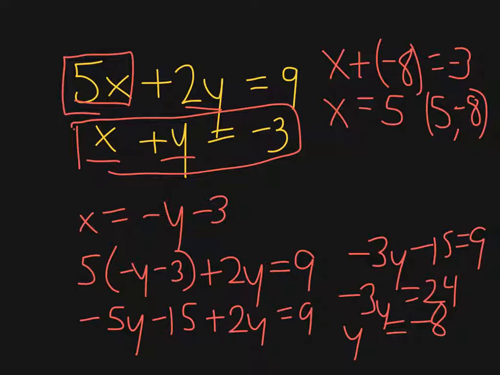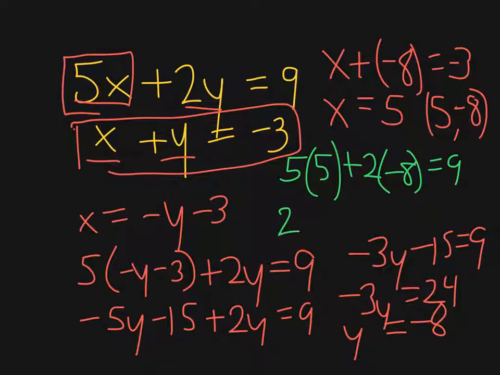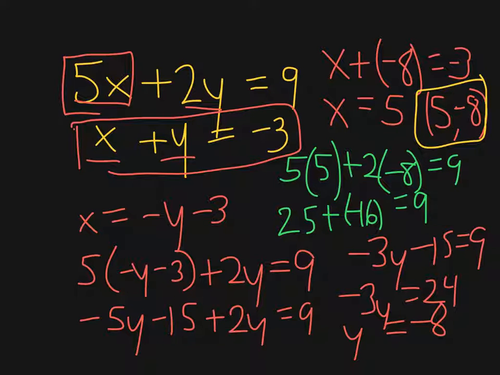I'm going to plug that into the first equation to check and see. So it's 5 times 5 plus 2 times negative 8. Is that equal to 9? Well, is 25 plus negative 16 equal to 9? Yes, it is. So then I've got my answer, and it's right there. Key idea, you've got to go ahead and substitute in and then check your answer as well in both of the equations.